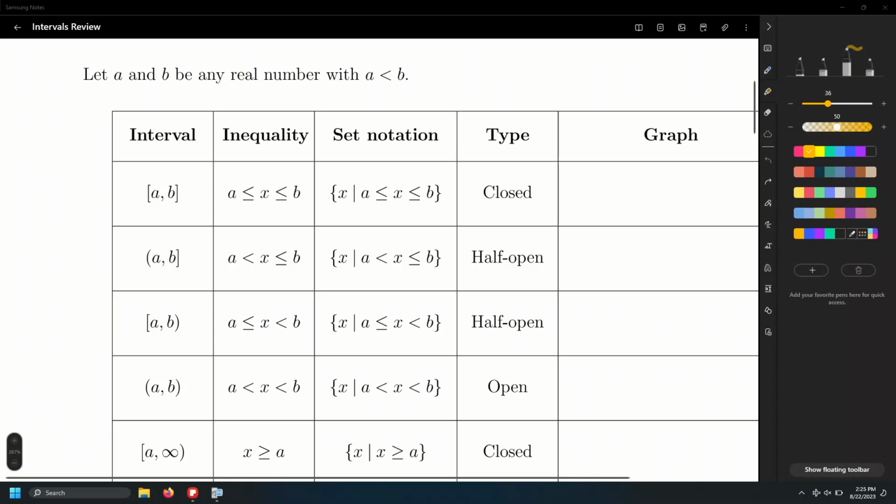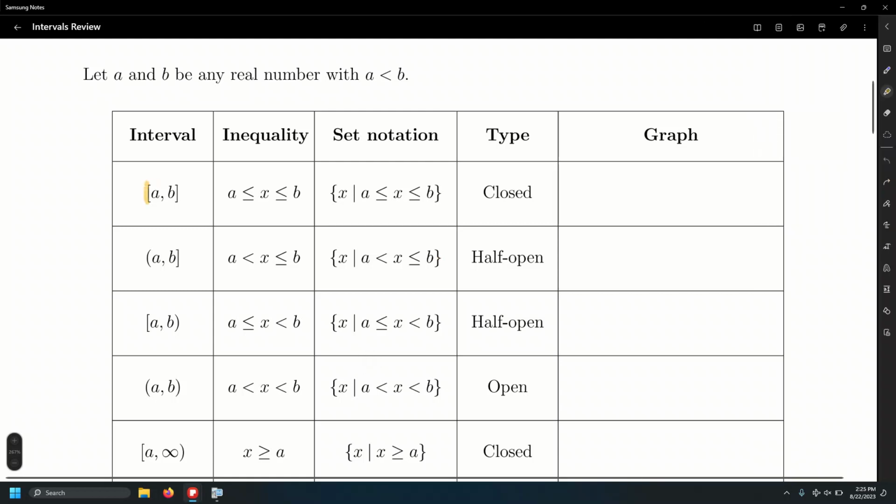So these brackets right here are represented by a less than or equal to. Brackets mean inclusion, that is, less than or equal, even including the elements at the endpoint of the interval, right?